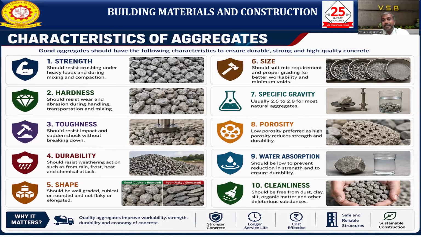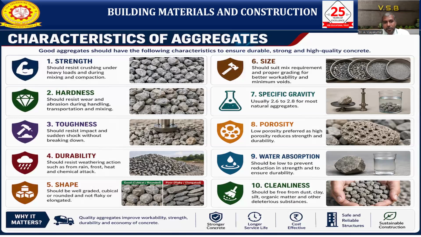Yeah, different characteristics of aggregate will be there. Based on the aggregate, they ensure durable, strong, high quality concrete. We need to follow the different characteristics. One is strength, which is a main characteristic. It should resist crushing under heavy loads and during mixing and compaction. Hardness should resist wear and abrasion during handling, transporting and mixing of the aggregate. Toughness should resist sudden impact and sudden shock without breaking down.